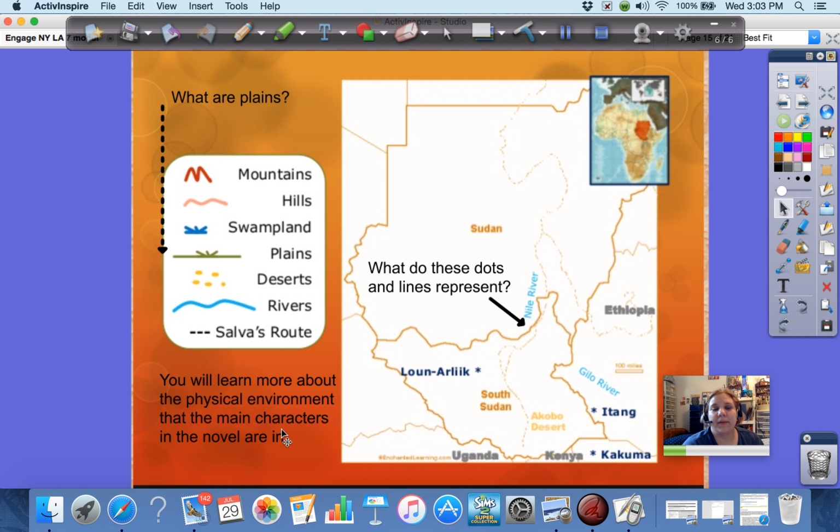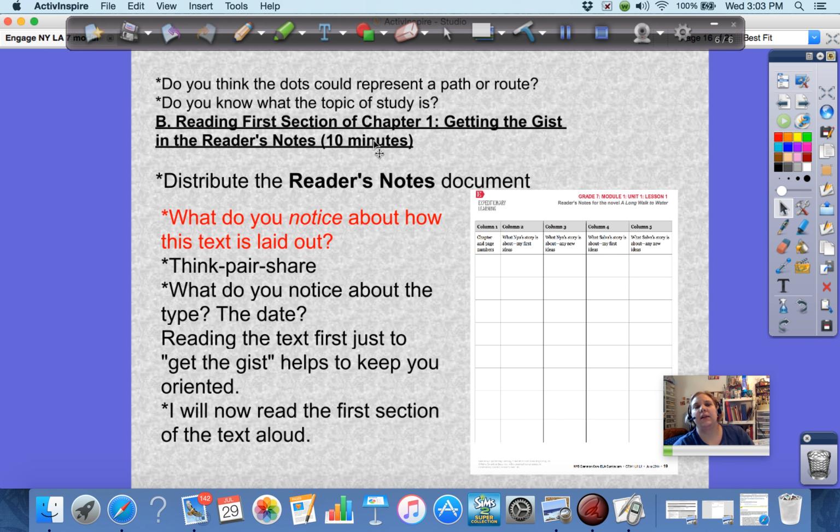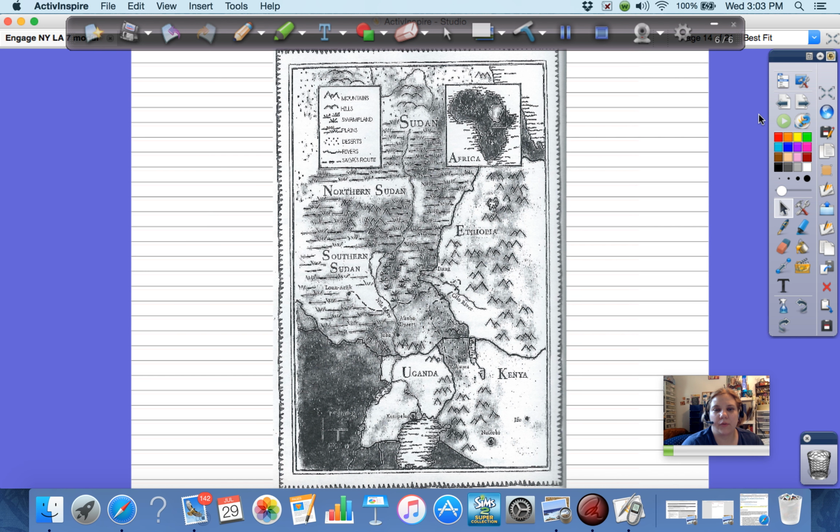You will learn more about the physical environment that the main characters in the novel are in. Okay, so what is this line here? What do these dots represent? All of those things you should be thinking about. Okay, and it says, do you think the dots could represent a path or route?